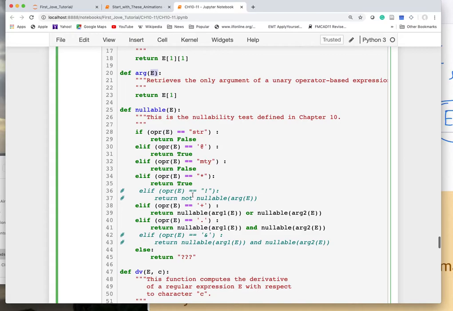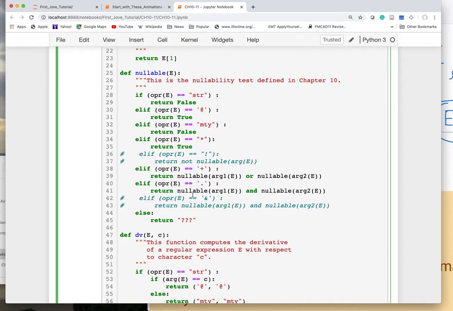With that, here are the nullability routines. So remember the nullability we studied, and let us see whether this Python code is implementing the nullability. So if operator of the E is a string itself, which means when I look at the operator field, I don't see any operator. I'm just seeing a unary case. I'm eliding some details. I'm just seeing an actual symbol looking at me. So I say a character C is not nullable. That's what this is saying.